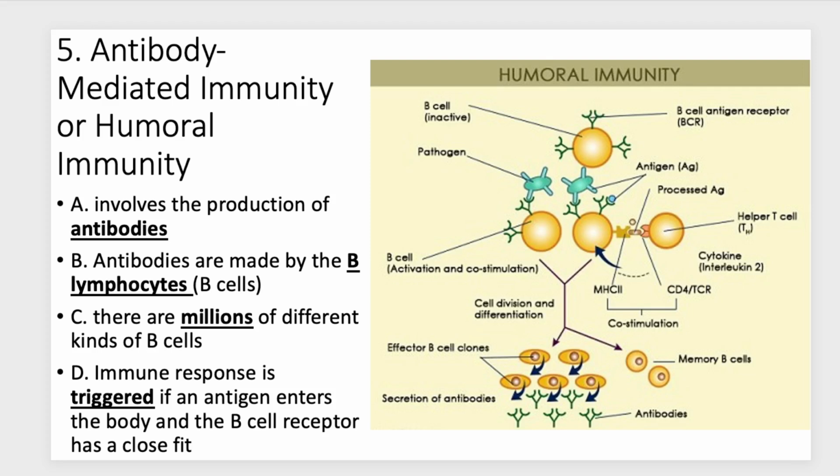For antibody-mediated immunity, or what we call humoral immunity, this would involve the production of antibodies. They're going to be made by these B cells, and there's millions of these, right? We make 100 million different types of lymphocytes a day. So the immune response is triggered if an antigen enters the body and the B cell receptor has a close fit. It has to actually be able to connect. So we've got 100 million opportunities for this, and our body's constantly making new ones, and some of those will likely be able to connect to that antigen.